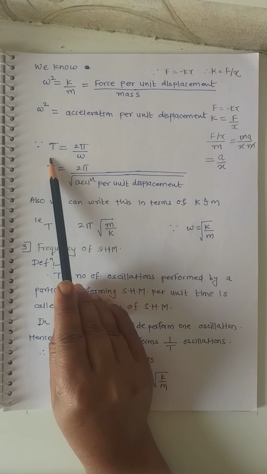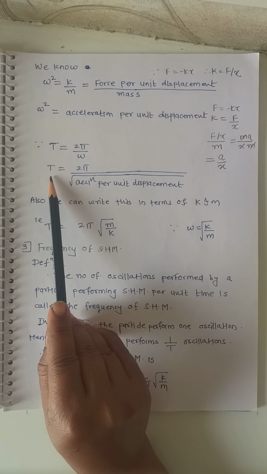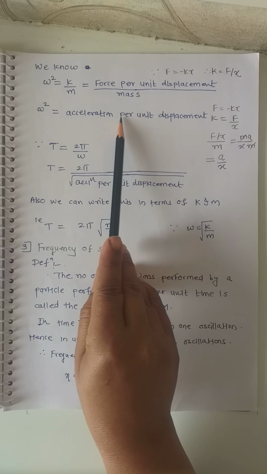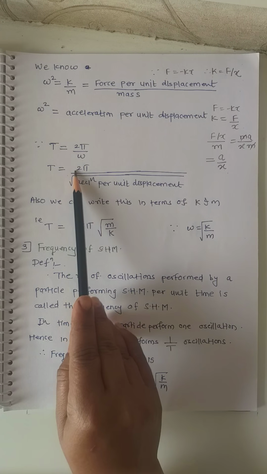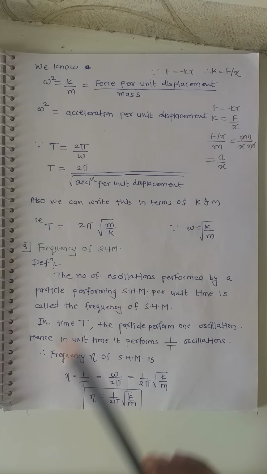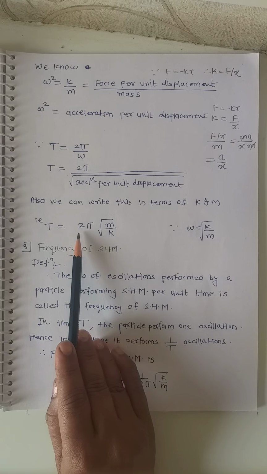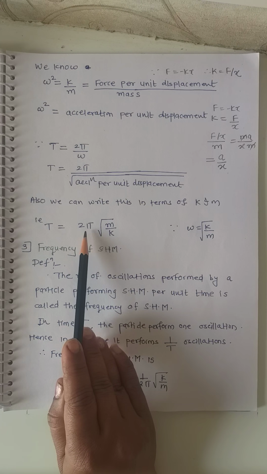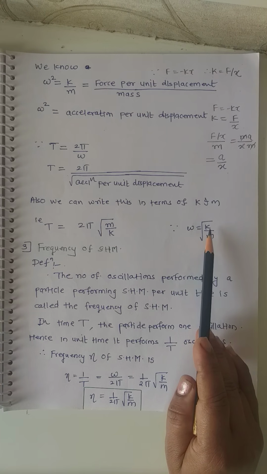Now we know T is equal to 2 pi by omega, which we saw in our previous steps. Since omega square was acceleration per unit displacement, T will be 2 pi by the square root of acceleration per unit displacement. Also we can write this in terms of k and m. Omega was square root of k by m, and since it is in the denominator, we take the reciprocal. So T is equal to 2 pi into square root of m upon k.